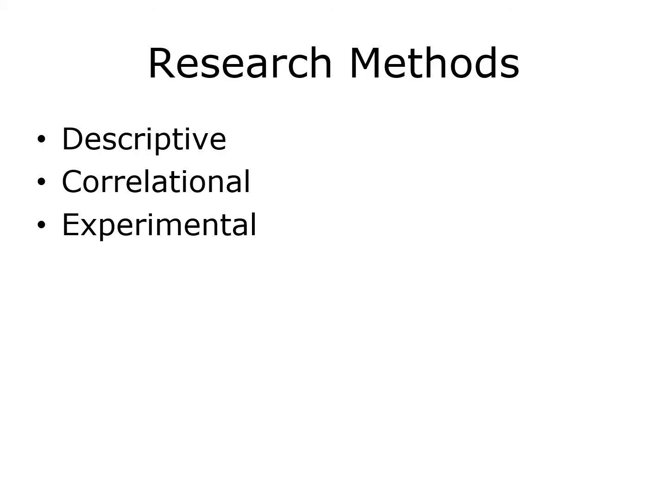Here are the three main types of research methods that we're going to cover. We're going to talk a little bit about descriptive research, correlational research, and experimental research. Some of these are very straightforward, and some are a little bit confusing. So if you have questions after reading your textbook and listening to this PowerPoint, please don't hesitate to contact me, and I'm happy to meet with you on Teams and explain it in a little bit more detail if you need me to.